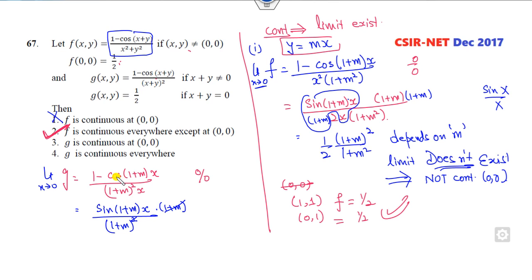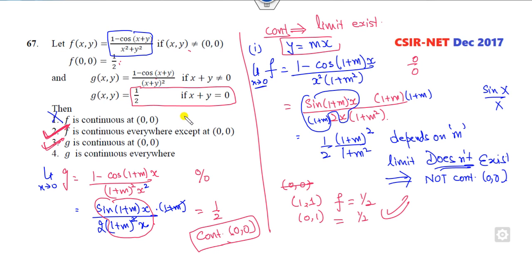What is that? Sine of ax by x here. Cos will be the sine, x will be 1 plus m, and it is 1 plus x square. So it's by 2x. So now you can clearly say sine of this, it is my 1. So the answer does not depend on the m. So it means it is continuous at the point (0, 0). Again for the second pair, if we take (1, 1) or any of the pair, the function value will be half, which is also the right answer. So B, C, D are my correct answers of this problem.